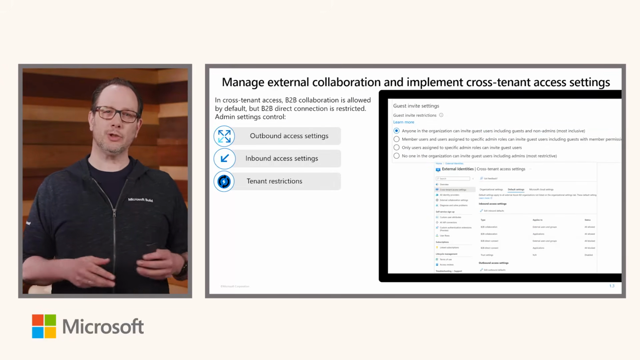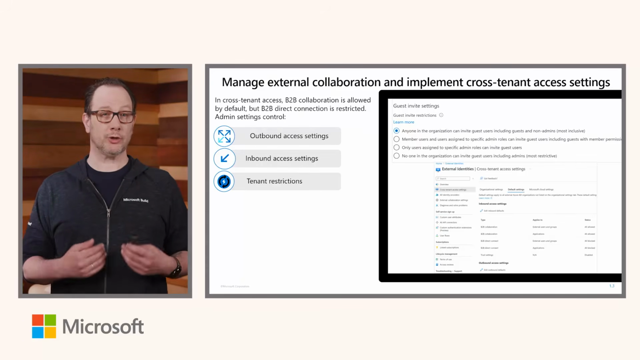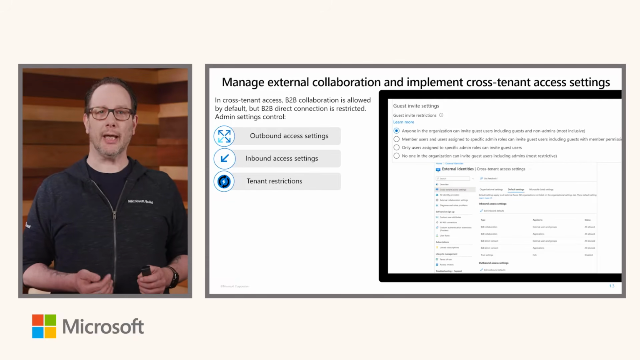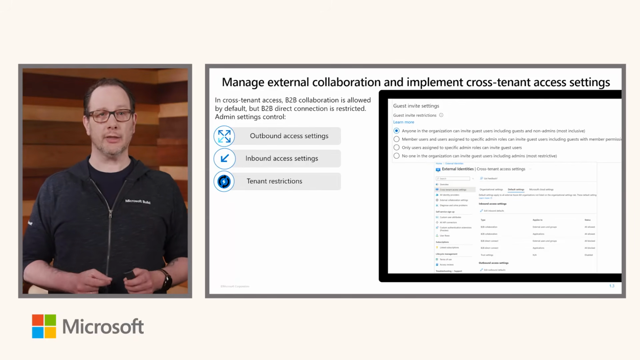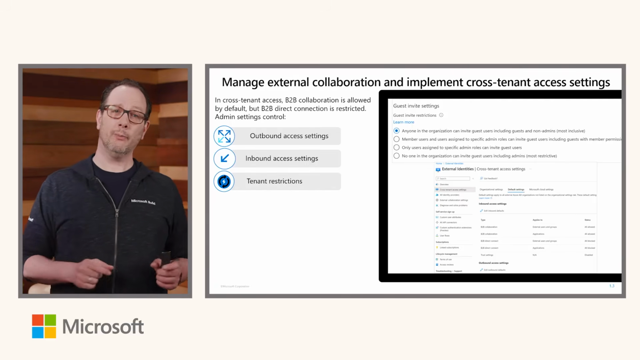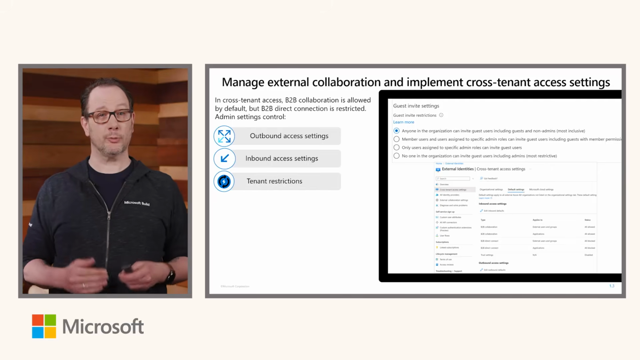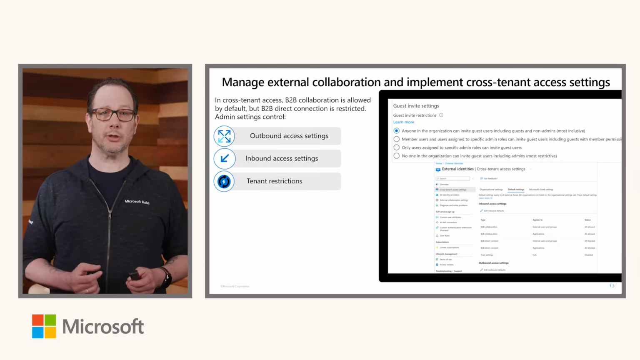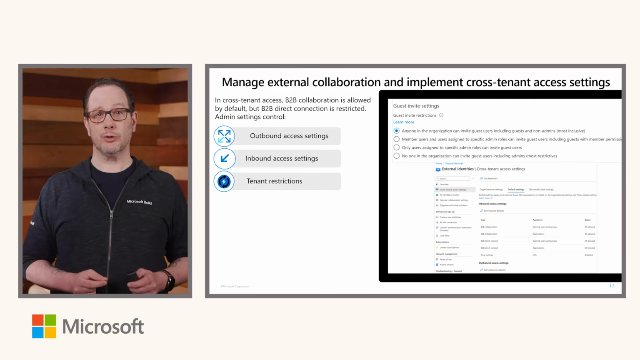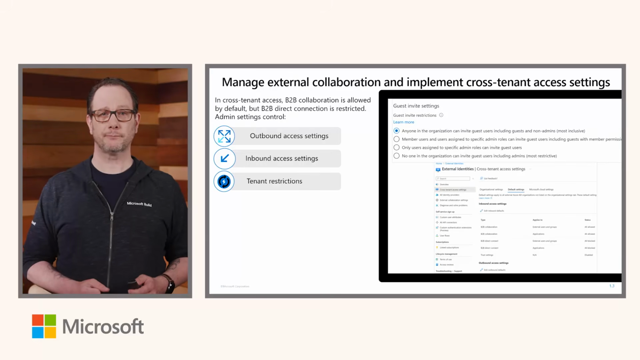We already briefly talked about guest users. Now, these are external users which got explicitly invited into your tenant. This is where Entra ID B2B guest invite settings are crucial to understand. Remember that in cross-tenant access, B2B collaboration is allowed by default, but direct connection is restricted. You have inbound and outbound restrictions, as well as tenant-level restrictions you can define.